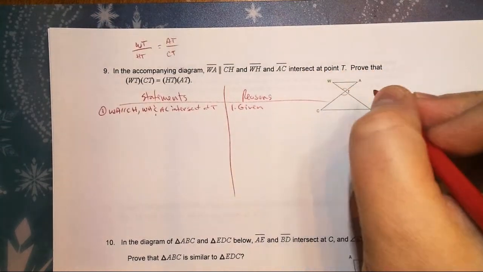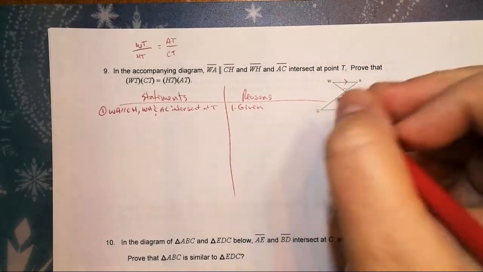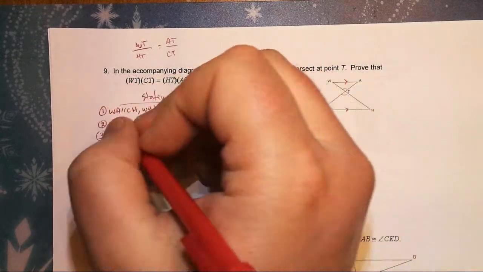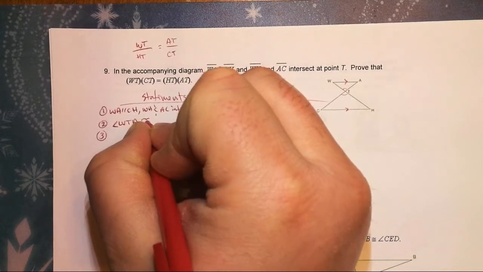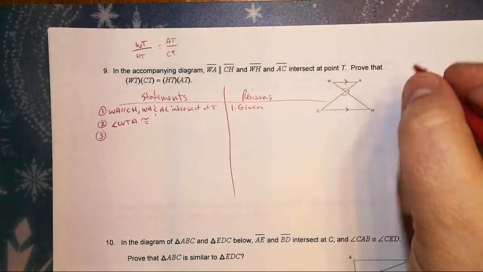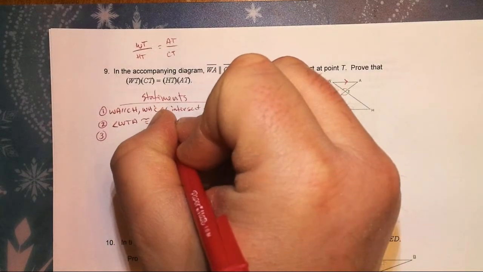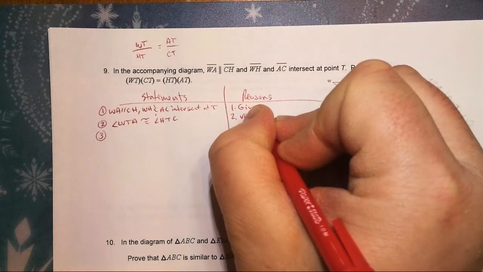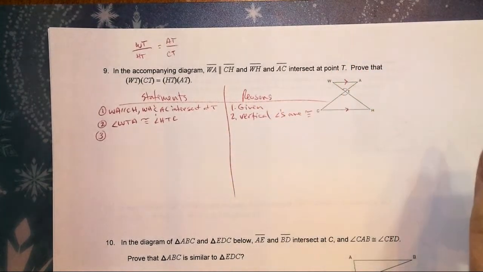We got vertical angles right there. Don't have to have that. You can actually skip that step and do the next one and be done, be able to get similar triangles, but we'll put it in. So angle WTA is congruent to angle HTC, and that's just going to be the vertical angles are congruent step.